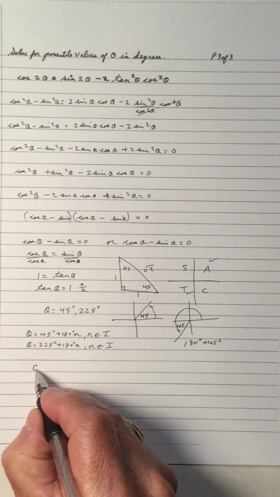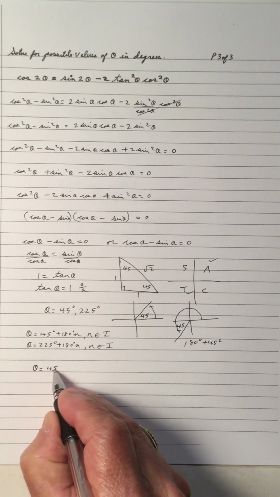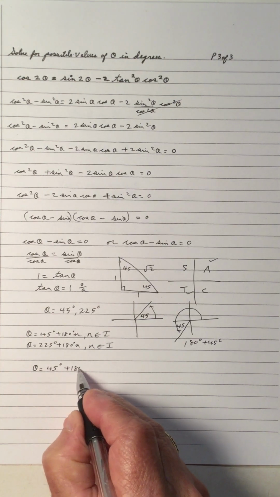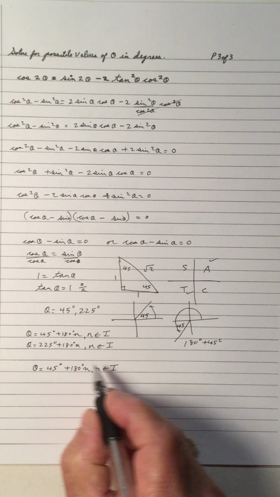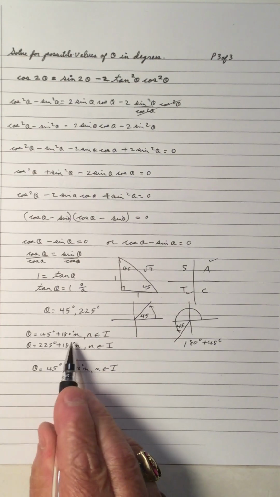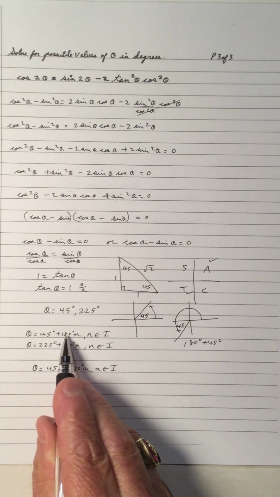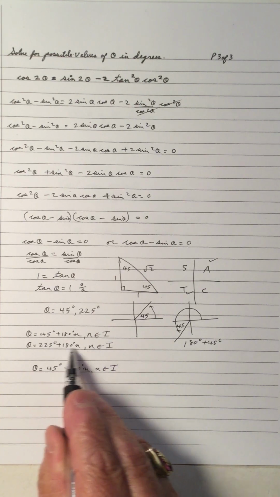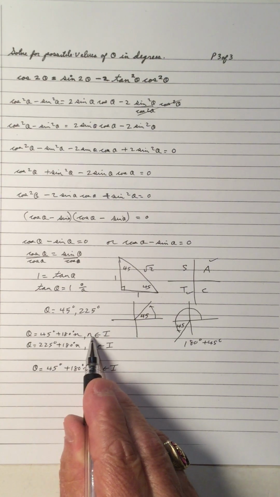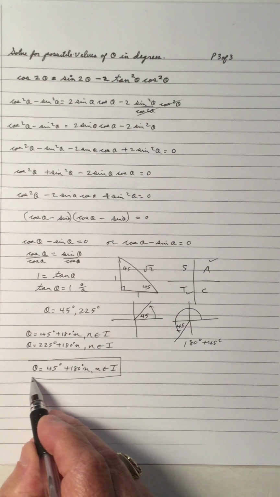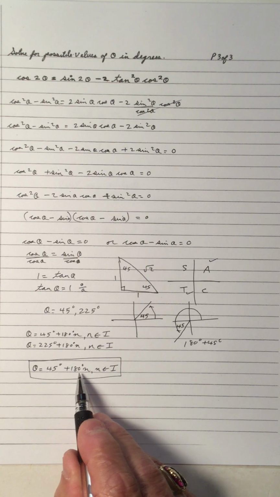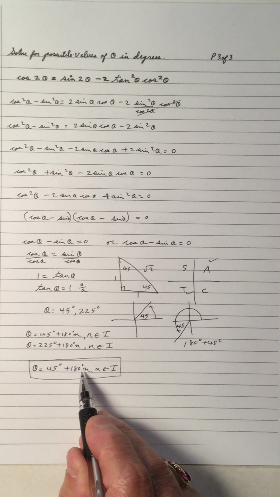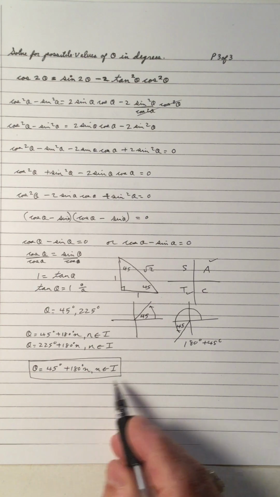So the answer is we could have just this, because this one here has this built in. If I let n be 0, 1, 2, 3, 4, or negative 1, negative 2, I'll get the same answers as in this one. So this is all angles that start with 45 and add or subtract 180 or 360, etc.